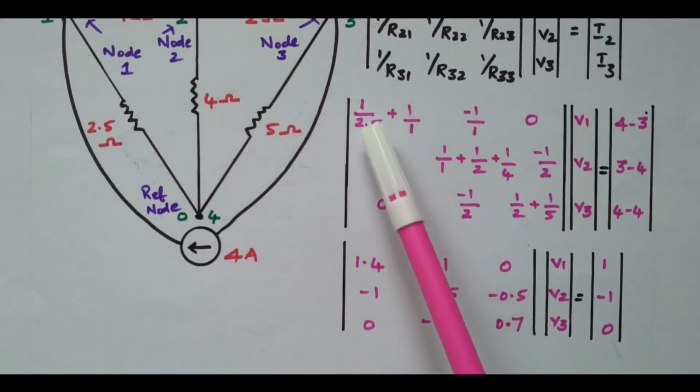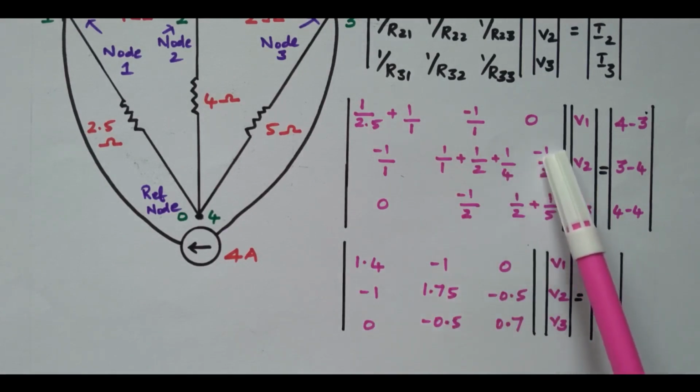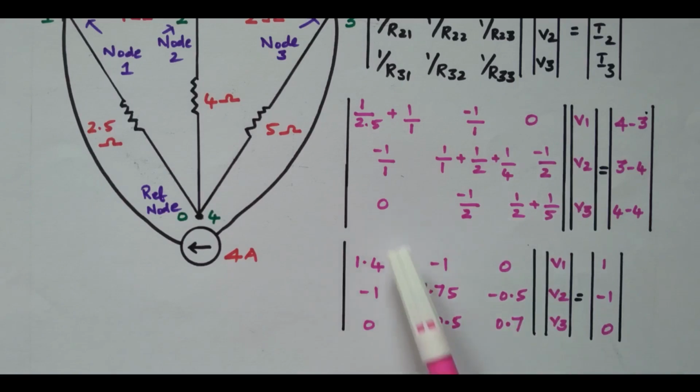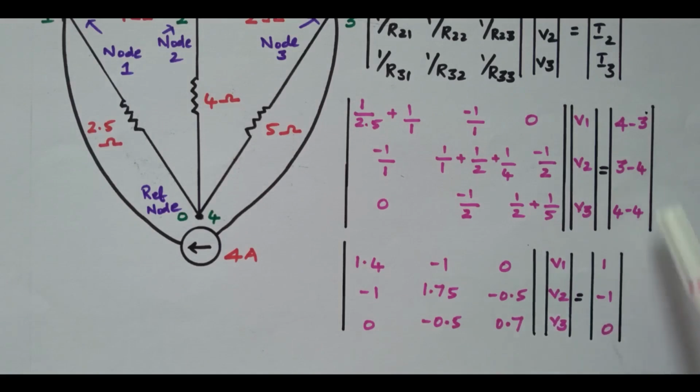So 1 divided by 2.5 plus 1 by 1 will become 1.4. Then minus 1, 0, minus 1. This value is 1.75. This minus 1 by 2 means minus 0.5. Then 0. Minus 1 by 2 means minus 0.5. Sum of these two is 0.7. V1, V2, V3.